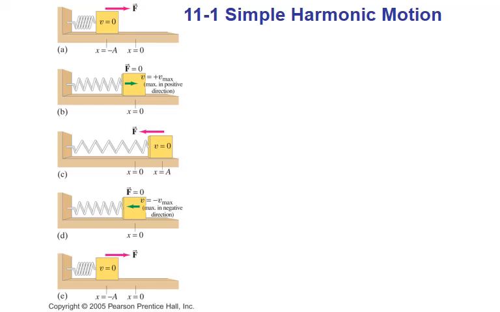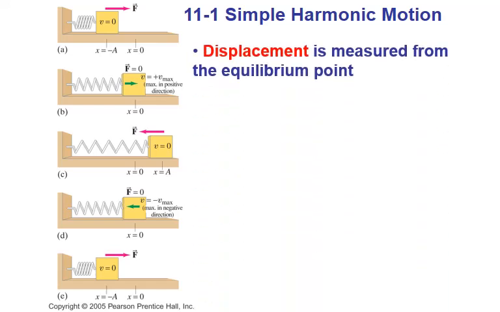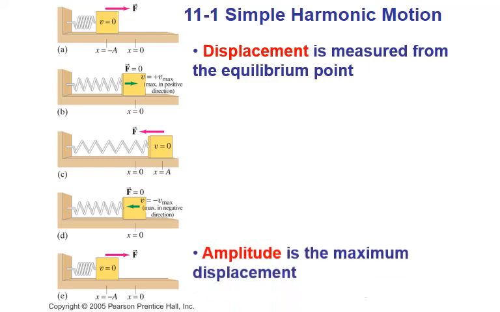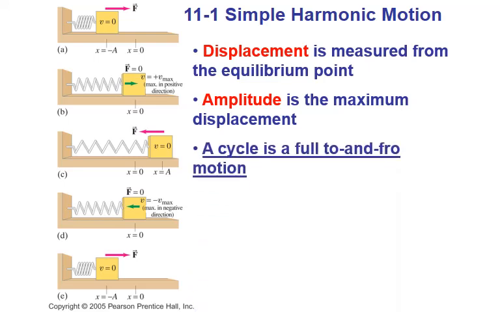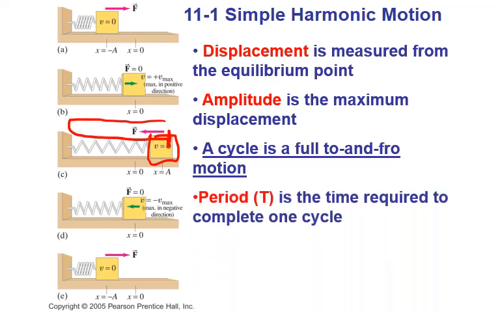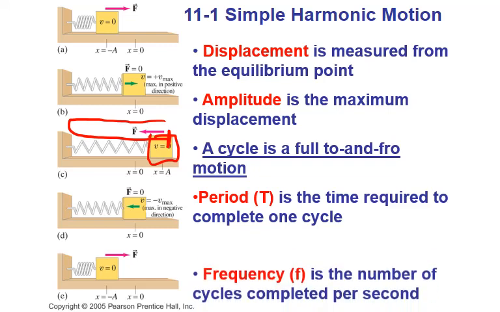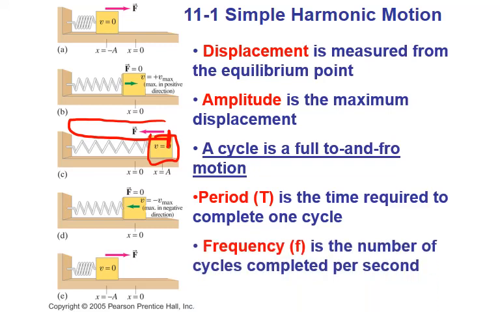Some other things that we can consider with the simple harmonic motion as we evaluate the motion here. We look at displacement again measured from the equilibrium point. The amplitude itself is the maximum displacement from equilibrium. A full cycle is to and fro, right? So it's got to go all the way there, all the way back. So if we started our timer here, it's got to go all the way there and then all the way back, and then you stop the time. The period is the time for that one cycle, and then the frequency is how many cycles per second.